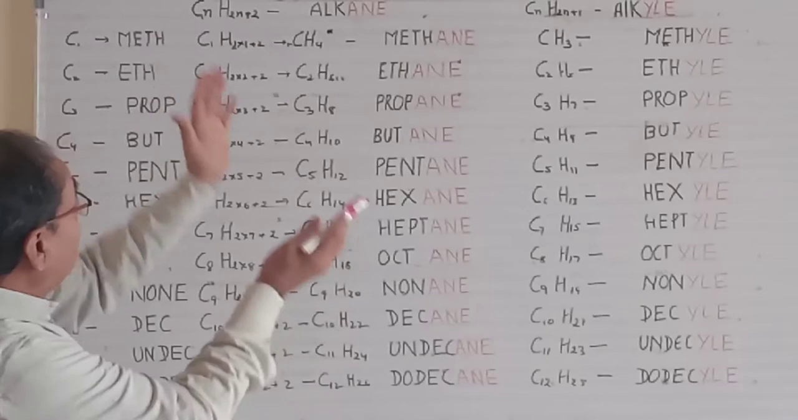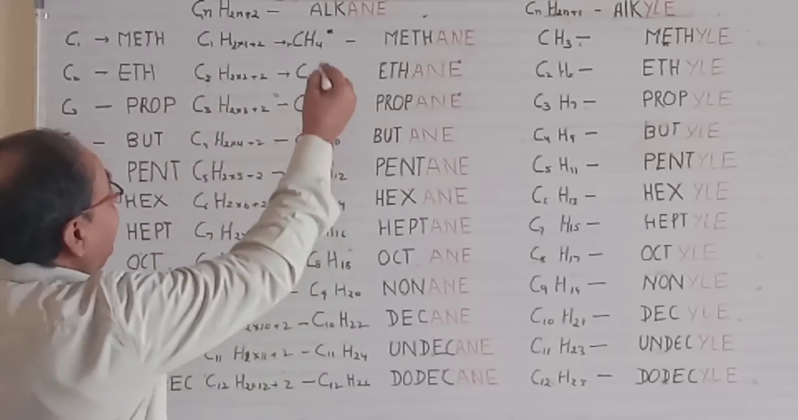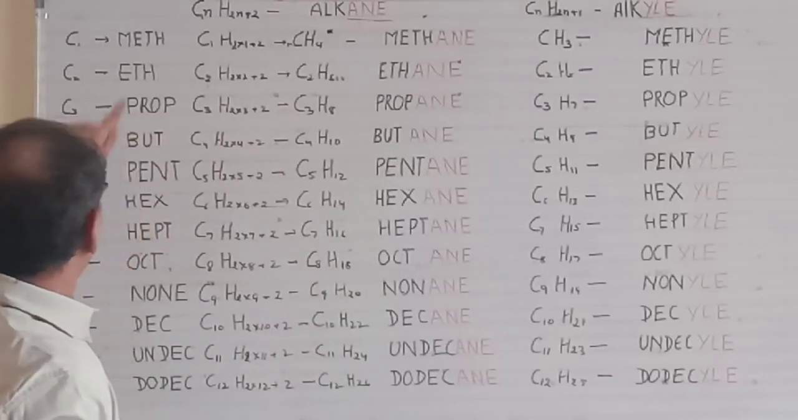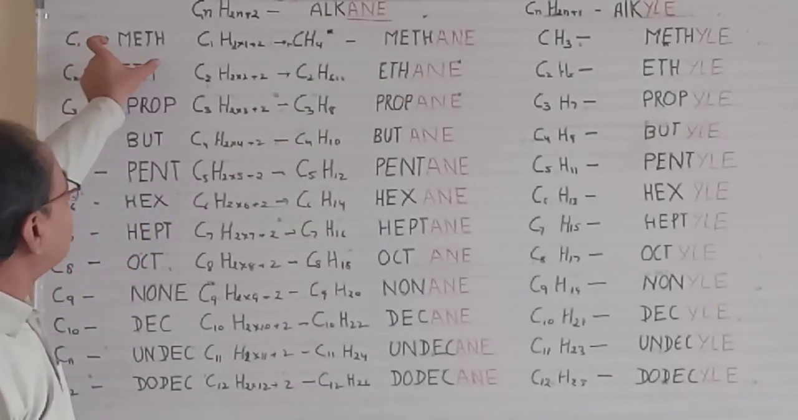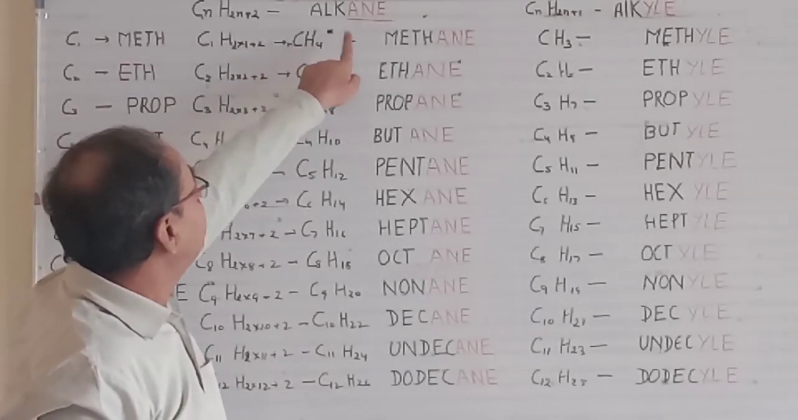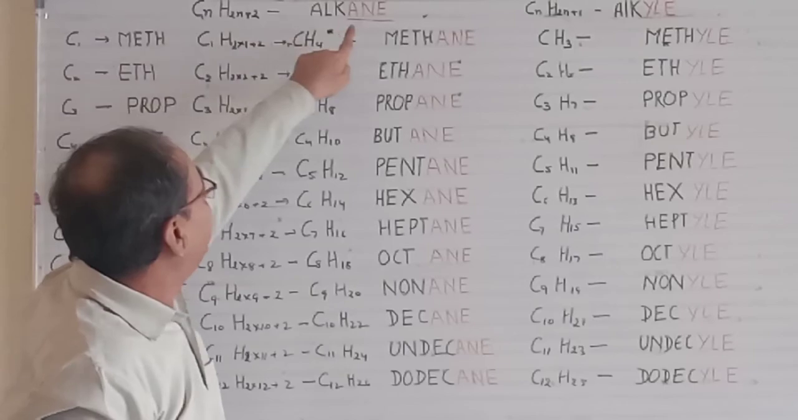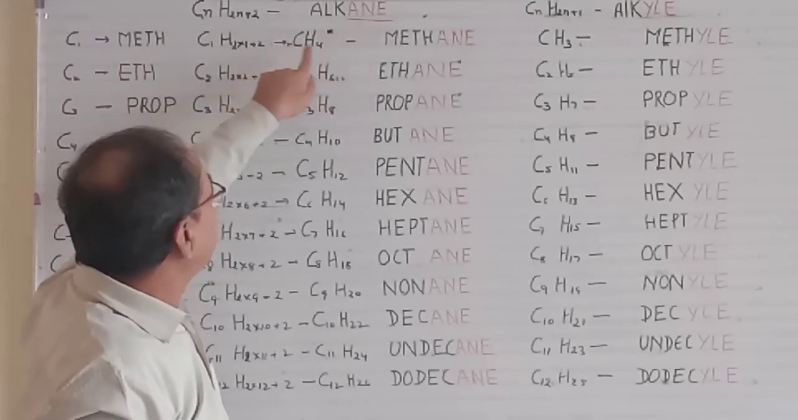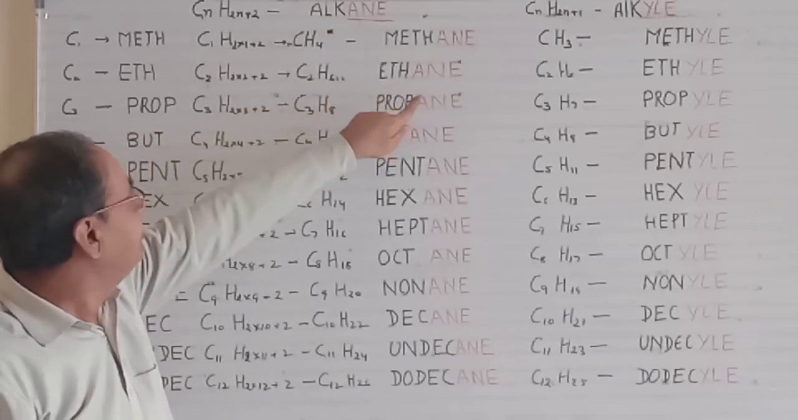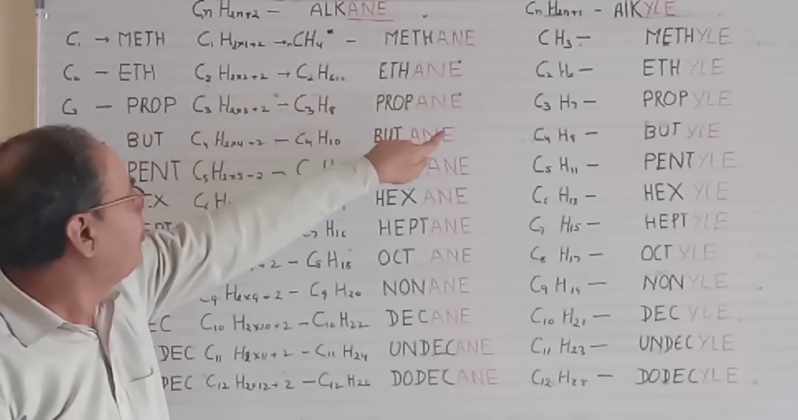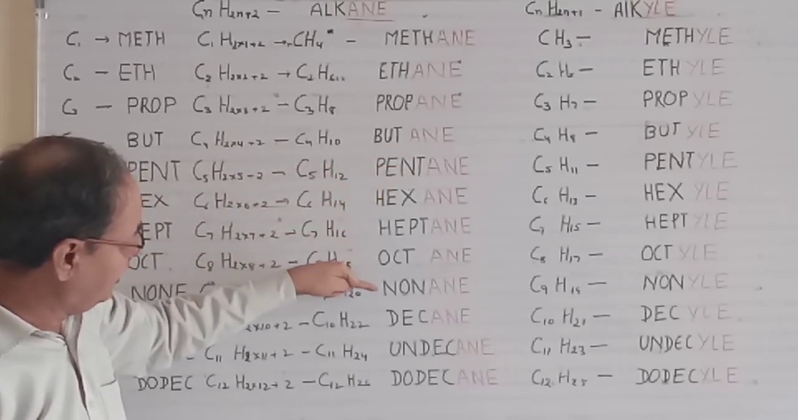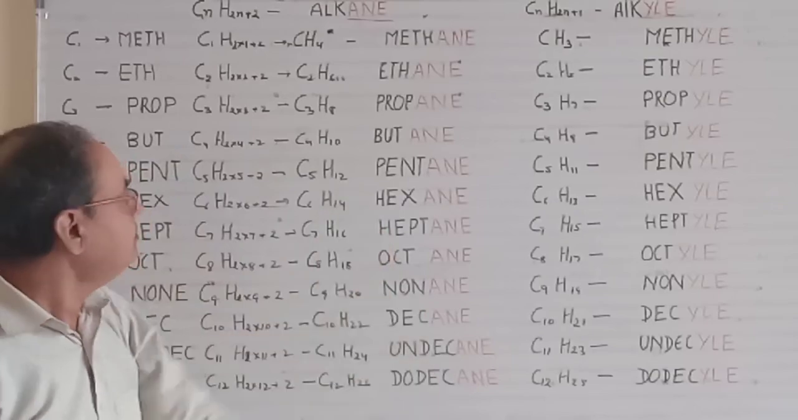Now when you combine them, the red portion is the suffix, and meth you take from here. Just combine these two and you will get its name. CH4 means meth from this carbon and ane from this group. Both combined, it is called methane. In the same way C2H6 is known as ethane, C3H8 is known as propane. In the same way butane, pentane, hexane, heptane, octane, nonane, decane, undecane, dodecane.